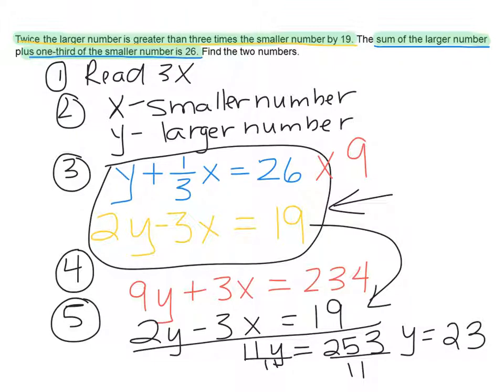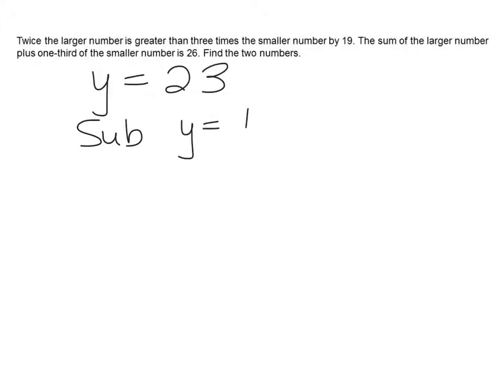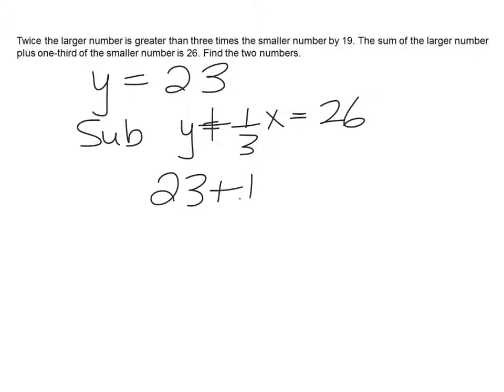Okay, now in this case, we do want to find both numbers. So we're going to have to do some substitution into one of our equations to figure out what our x value is going to be. So we just found out that our y value is equal to 23, so we want to find our x value. So we're going to substitute it into our first equation we had, which is y plus 1/3 x is equal to 26. My apologies, that should be a plus sign. So we're going to have 23 plus 1/3 x is equal to 26.